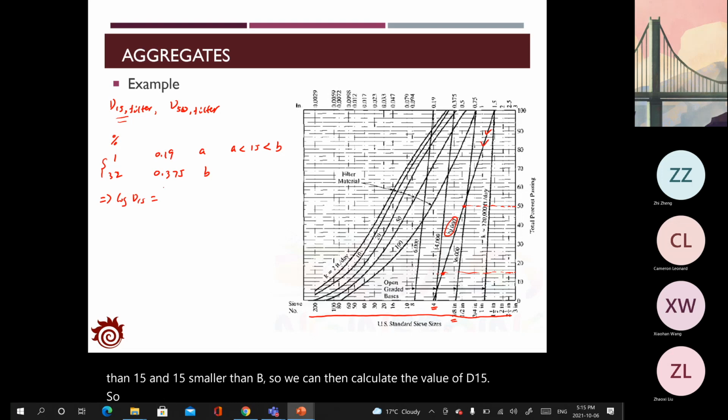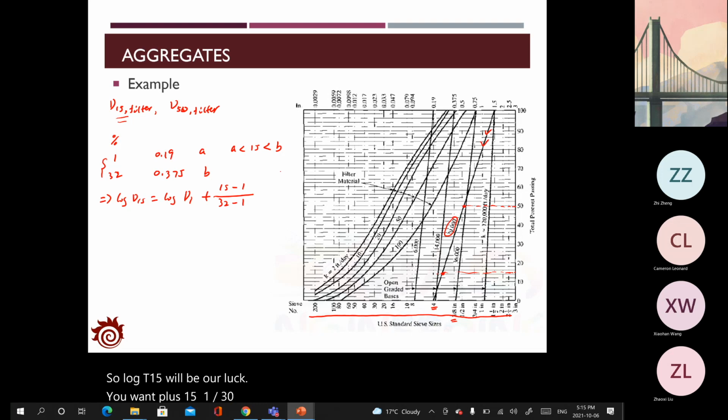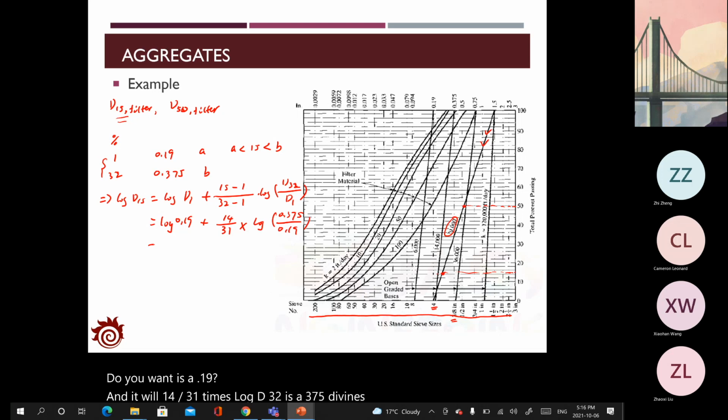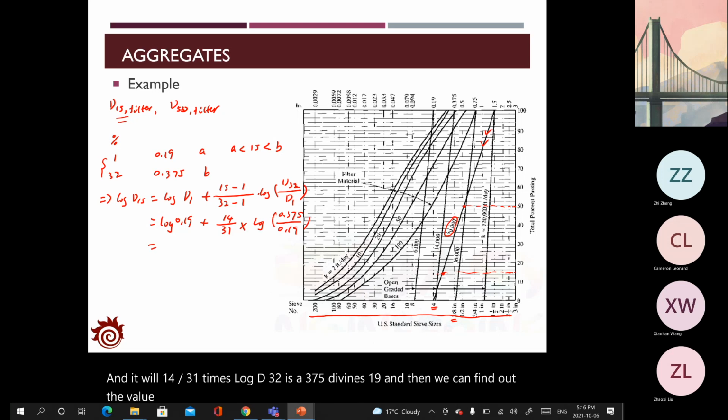So we can then calculate the value of D15. Log D15 will be log D1 plus (15 minus 1) divided by (32 minus 1) times log (D32 divided by D1). We know that D1 is 0.19, and it's 14 divided by 31 times log, where D32 is 0.375 and D1 is 0.19. Then we can find the value of log D15 as minus 0.588, and that will give you the value of D15.